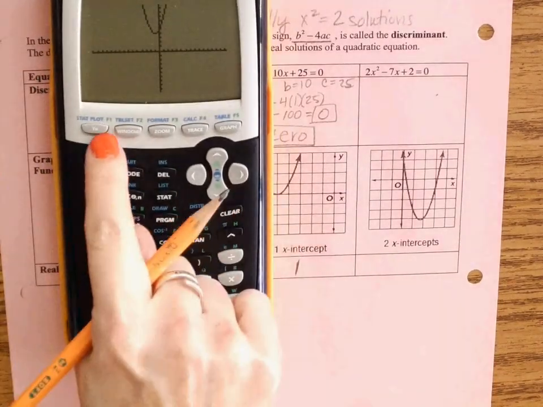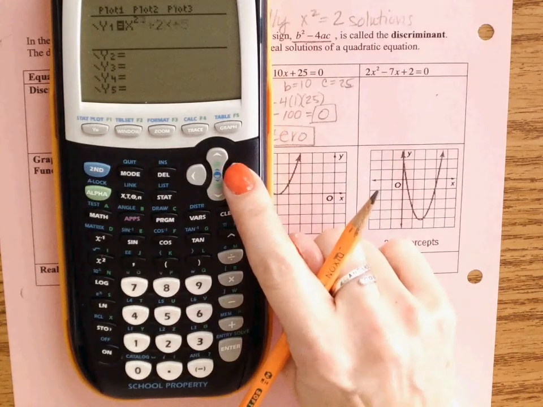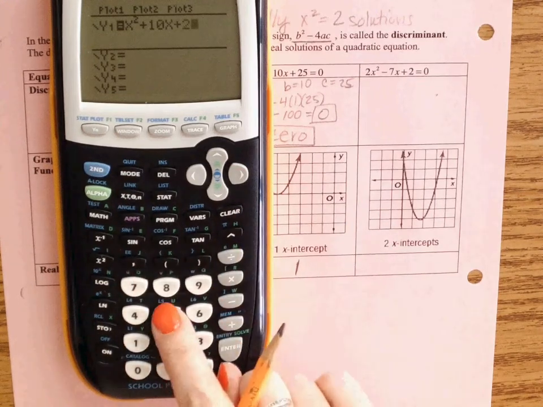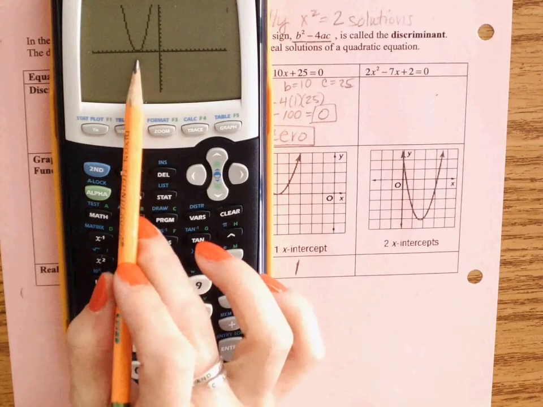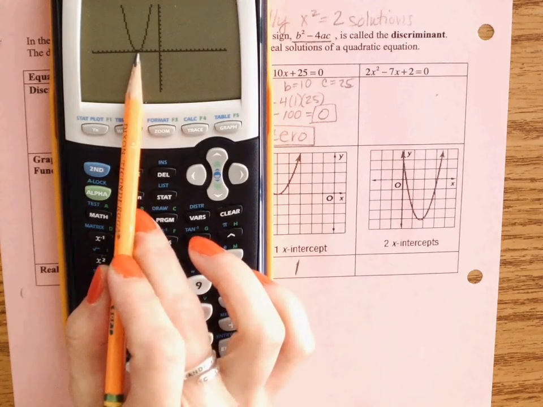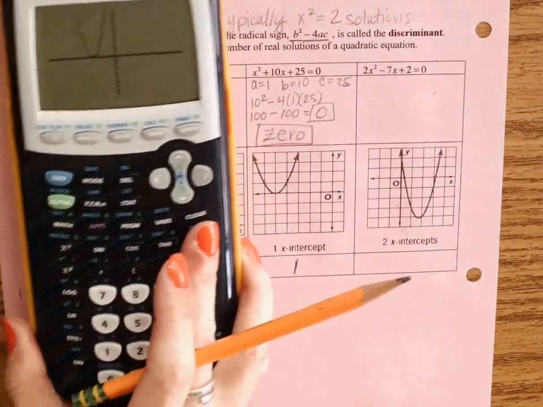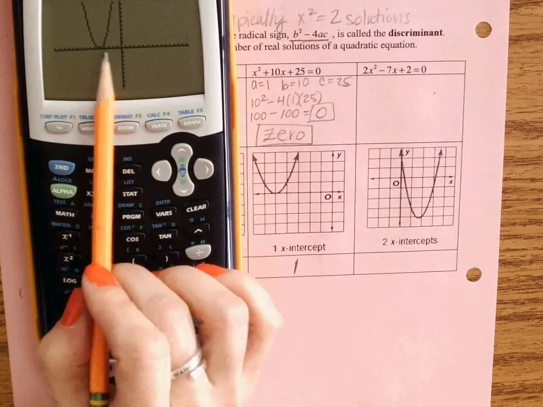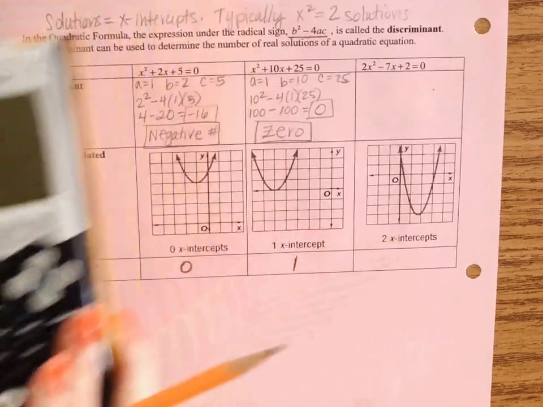And what that looks like, I'm going to again show this to you. You see how the parabola touches the x-axis? Okay. That is, if I would factor and solve, I get x equals -5 and x equals -5. And so just the vertex of that parabola touches the x-axis.